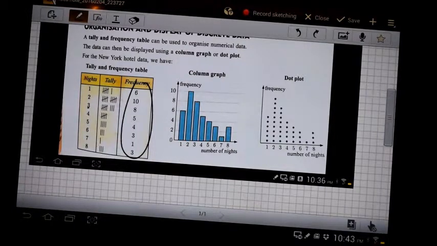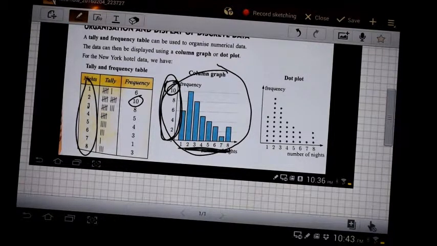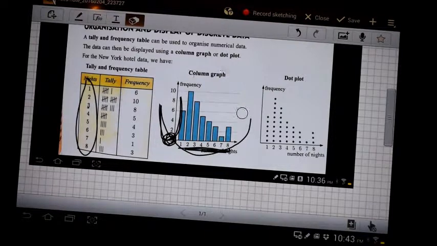You can also represent that same data using a column graph, where the number of nights 1 through 8 go along here, and they have this frequency along the side. The highest number is 10, so that's why there's 10 up here, and you always start with 0 right here. So that's called a column graph or a bar graph. You may have heard of a bar graph before.